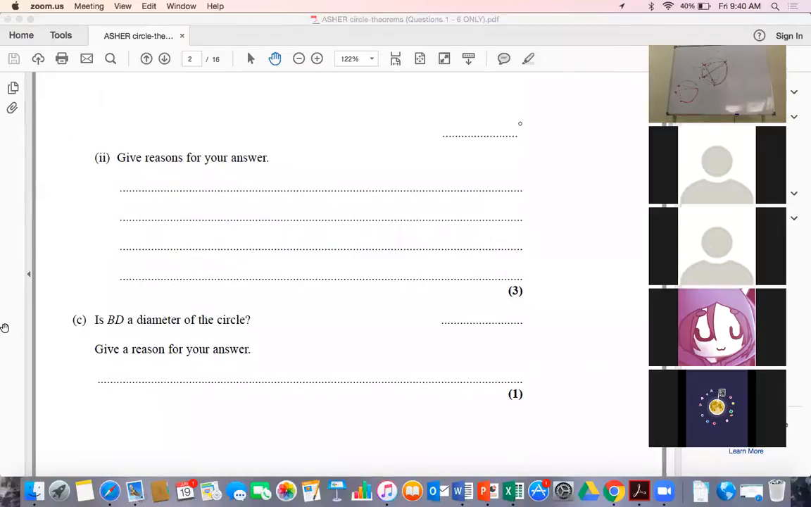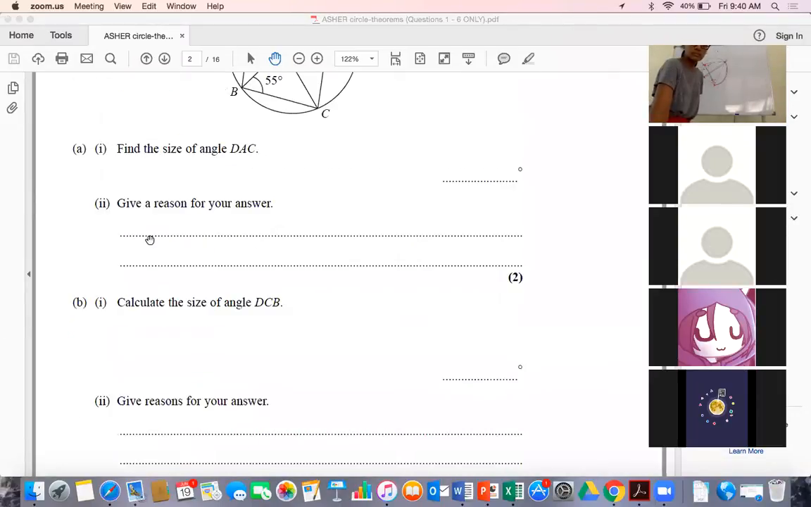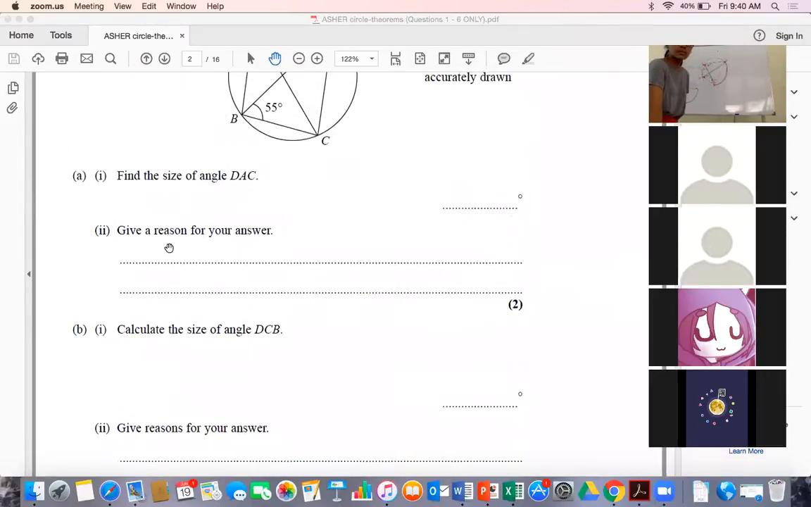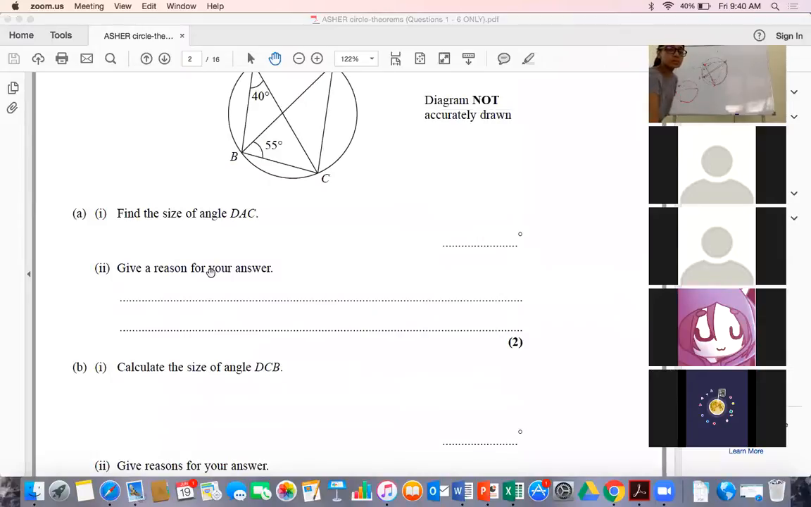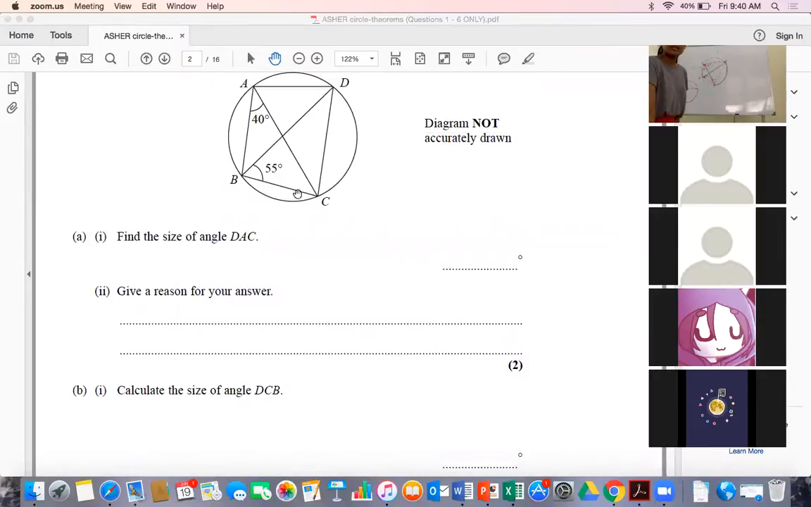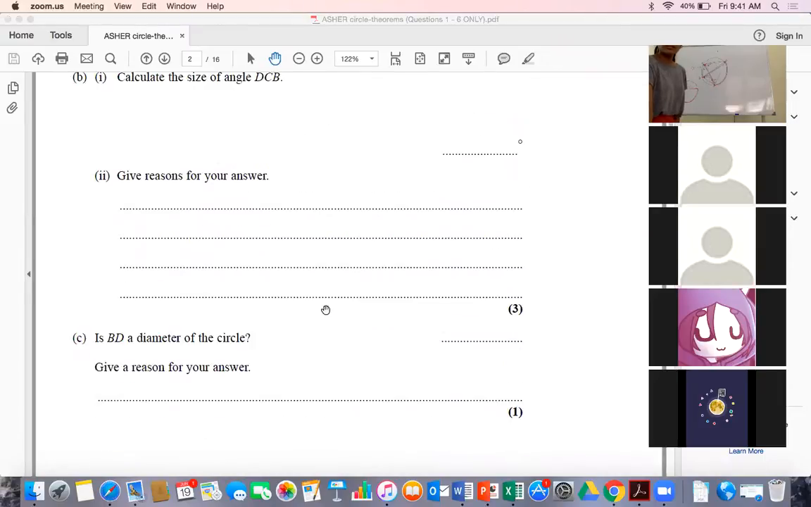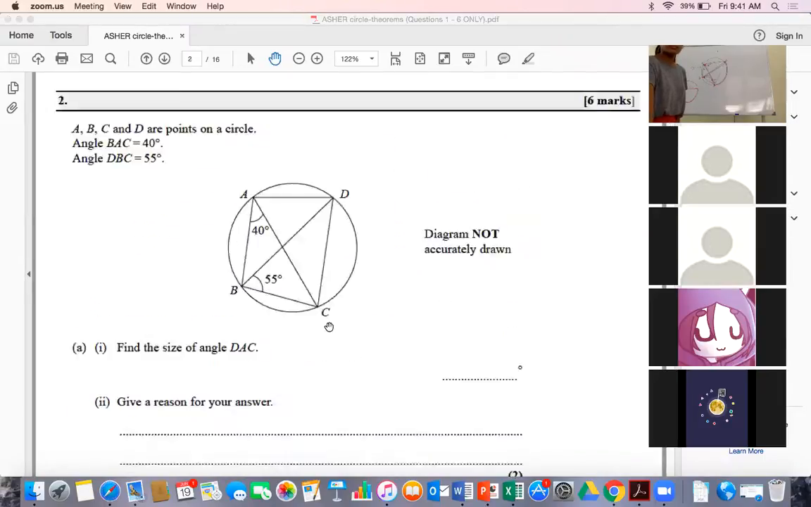What's the reason? DCB, isn't it 125? Why 125? Because I took 180 minus 55.